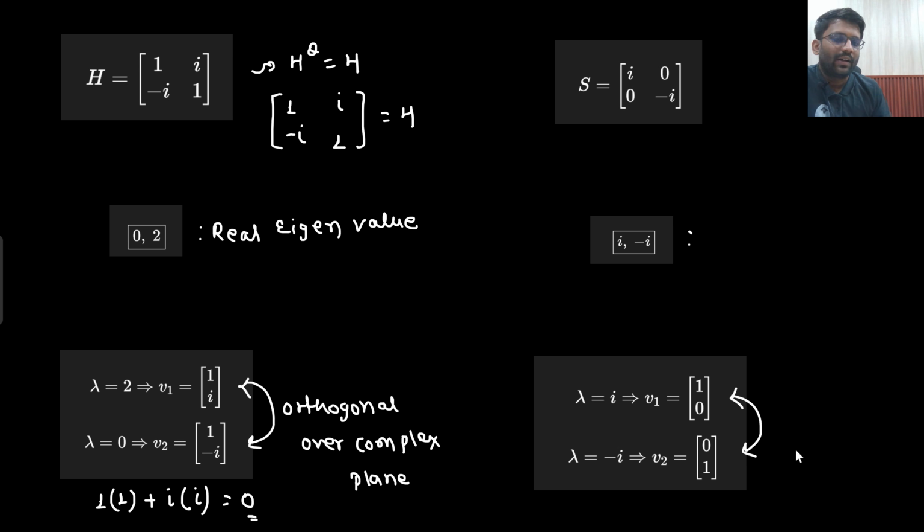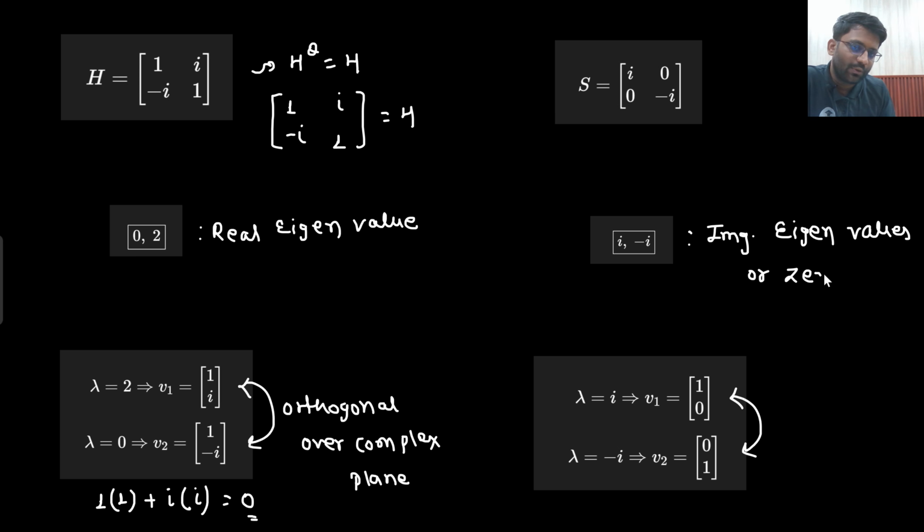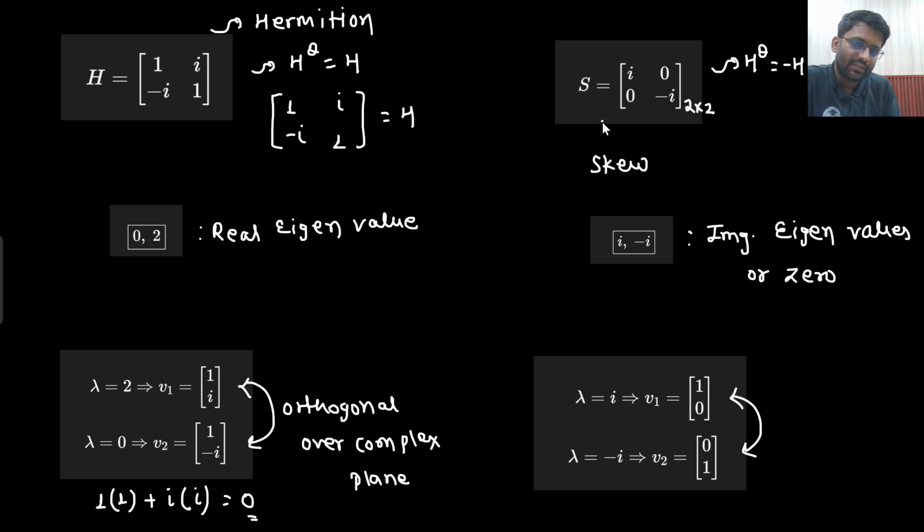Understandable? So here what eigenvalues you are getting? You are getting imaginary eigenvalues. Imaginary eigenvalues, or eigenvalues could be 0 as well. Imaginary eigenvalues or 0. 0 also you can get, but it is a 2 cross 2 matrix, that's why you are not getting it. And what kind of matrix is it? This was your Hermitian, right? And what this is, you can simply see that H conjugate is coming out to be minus H. So it is a skew Hermitian matrix.